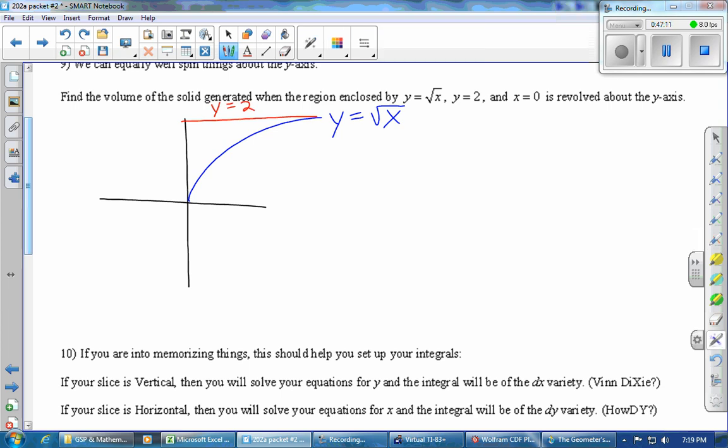Okay, so we've got our three things. Square root of x is my blue curve. Y equals 2 is this horizontal red line. X equals 0, we need it. It's that, the y-axis. So there's my region enclosed, and we're going to revolve this about the y-axis. So we're spinning this way now. So I'll draw a carbon copy of this over here to the left.